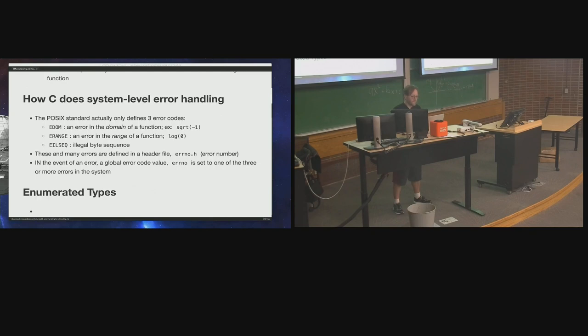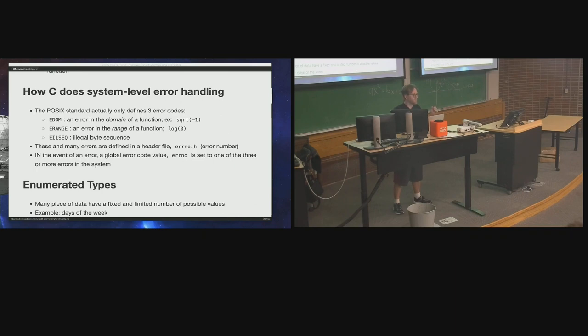So many pieces of data have a fixed and limited number of possible values. Right? For example, days of the week. Sunday or Monday? Where do we start our week? Sunday. All right. Most people started on Sunday. Some people started on Monday. I started on Sunday, even though, again, we call it the weekend, even though half the weekend is at the week beginning. So one of those two things is wrong. But we'll go ahead and start our day of the week on Sunday.